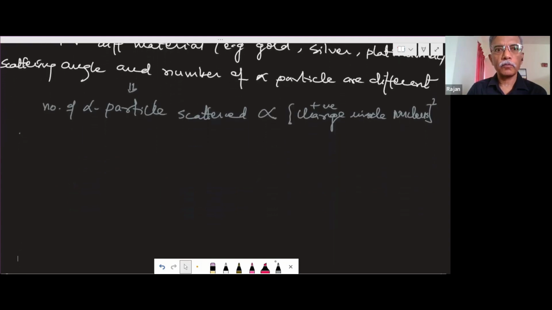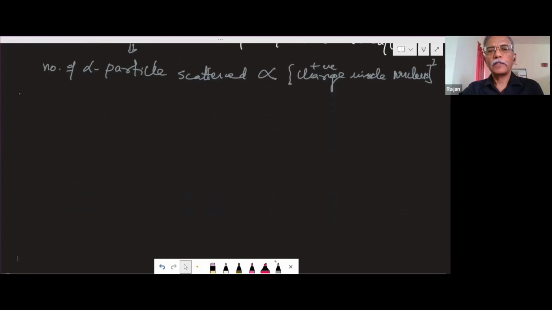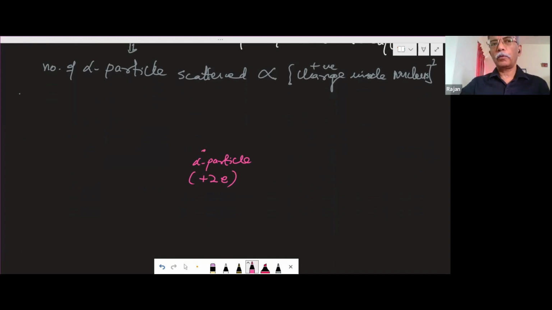Rutherford only has done the experiment. He has taken the alpha particle somewhere, say we are having the alpha particle. We know that the charge of the alpha particle is 2 times that of the proton, right? Alpha particle charge is 2 times that of the proton. That you must know.